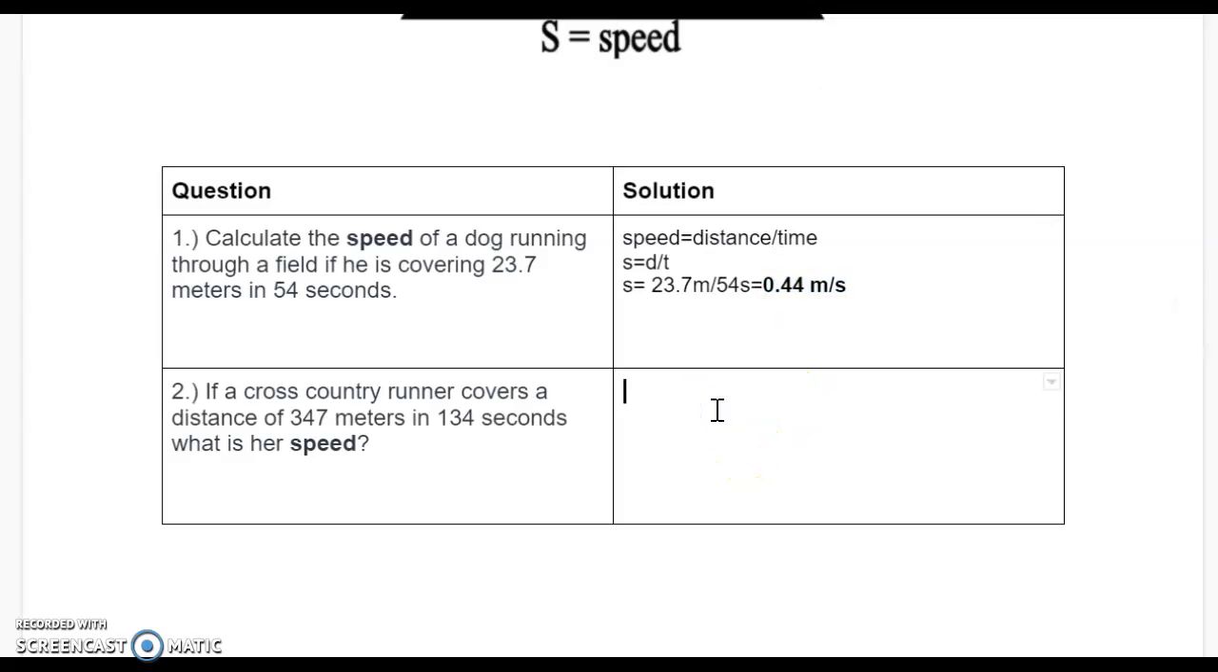Our next question is also asking us for speed. So I'm going to set up my speed equals distance divided by time formula again. In this case, my distance is still in meters, but now it's 347 meters. And I'm going to divide that by my seconds, which is 134 seconds. If I do the math on that, 347 divided by 134, I get 2.58. Again, because my units are meters and seconds, it would be 2.58 meters per second. That would be my speed.